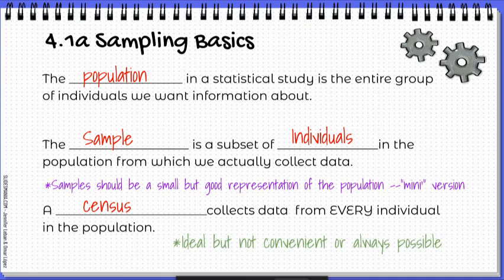A census collects data from every individual in the population. So it's ideal, but not convenient or always possible. So think about the US Census. They collect it every 10 years, but even the US Census does not collect data from everyone that is in the United States. They still miss some people because it's impossible to get everyone.